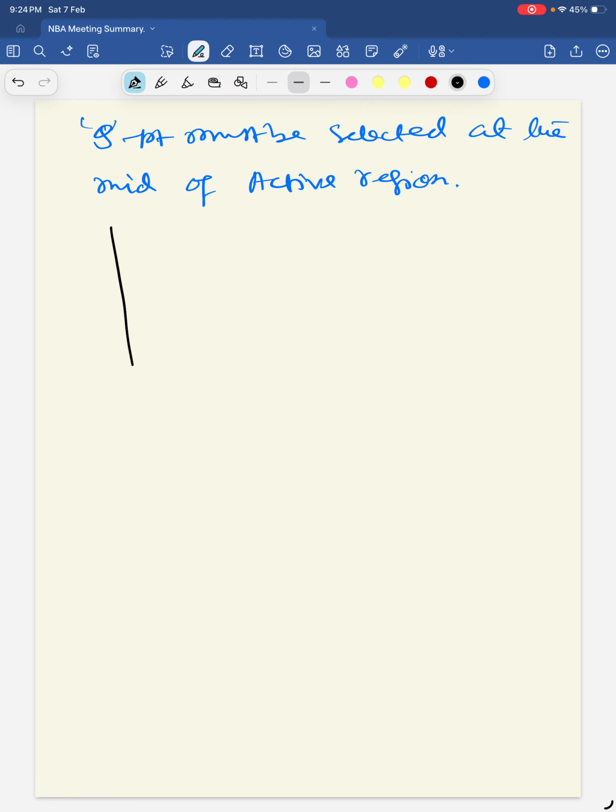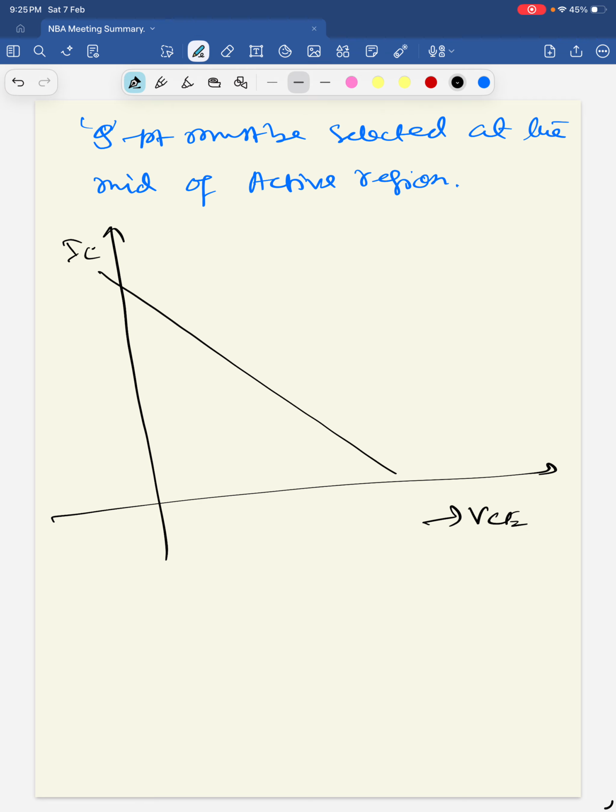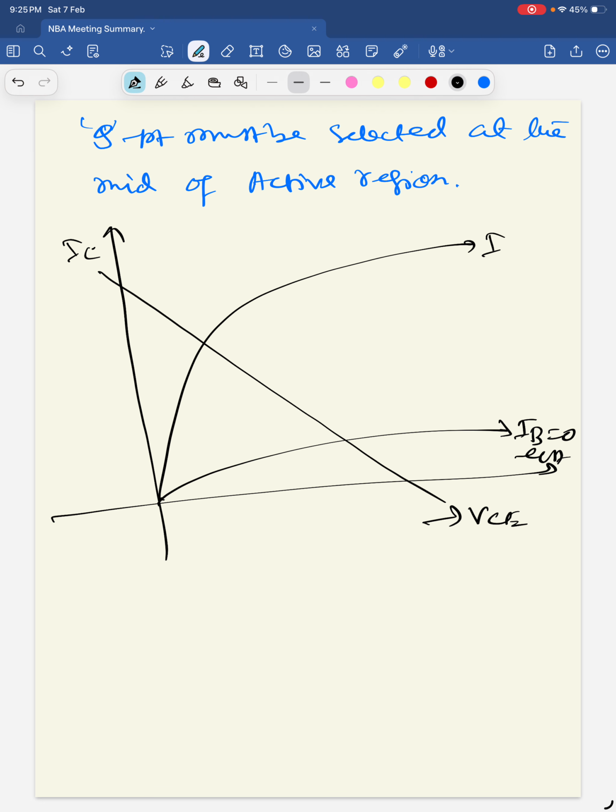Now let us draw the waveform again. This is the VCE axis, this is the IC axis, and different currents. Suppose the DC load line is this. So this is IB0, maybe IB0 microampere. So this is nearer to the saturation. And this is the middle. Suppose IB1, this is IB2. Now instead of the Q point here, if we select the Q point in this position here, then what will happen?